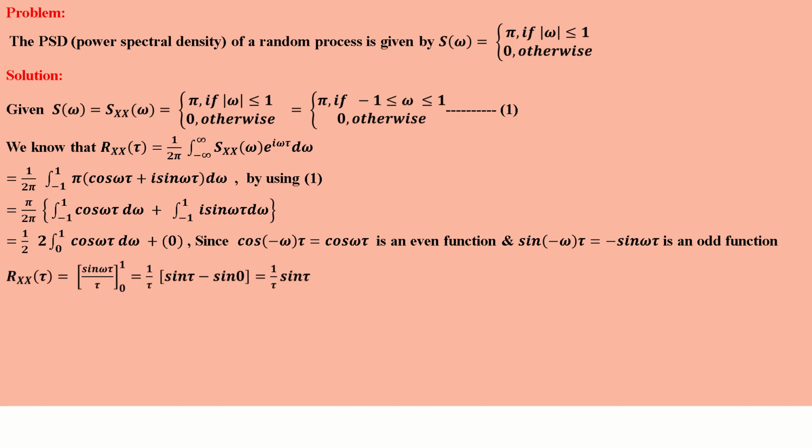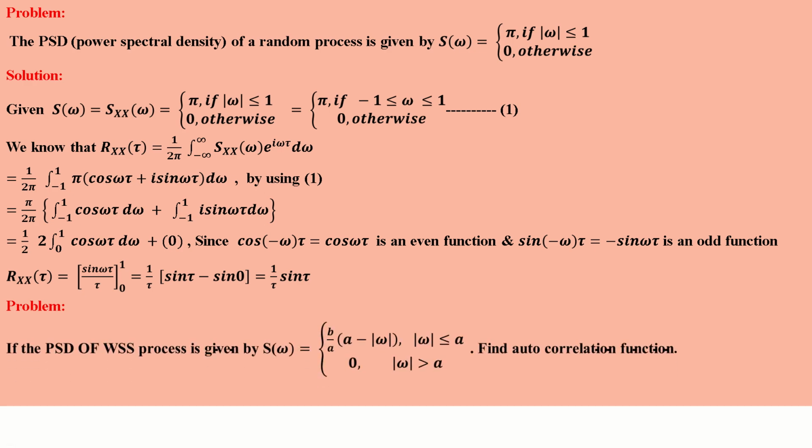So 2 and 2 cancel, and R(τ) equals the integral of cos ωτ dω, which gives sin ωτ/τ, with limits 0 to 1. Applying the upper limit, we get 1/τ sin τ, since instead of ω we put 1. Then minus sin 0, since instead of ω we put 0, and sin 0 is 0. So we get R(τ) = 1/τ sin τ. This is R.